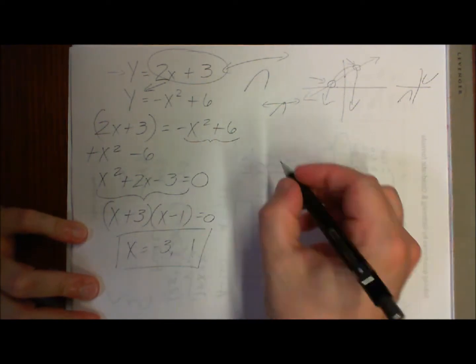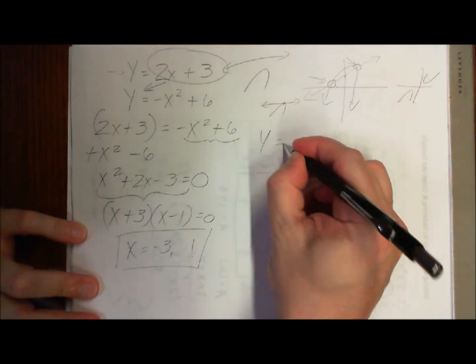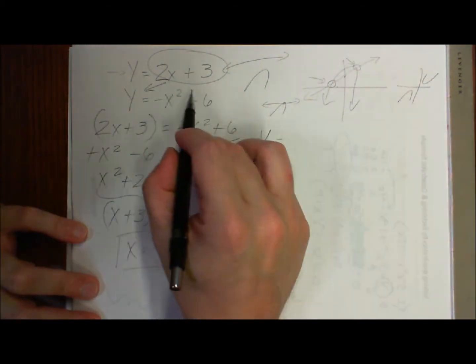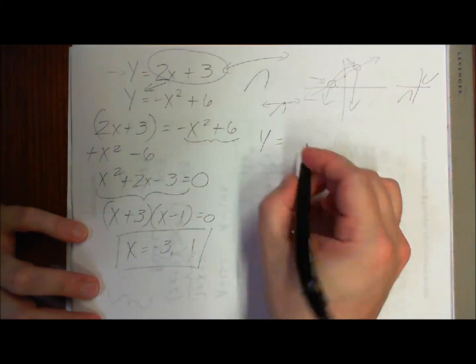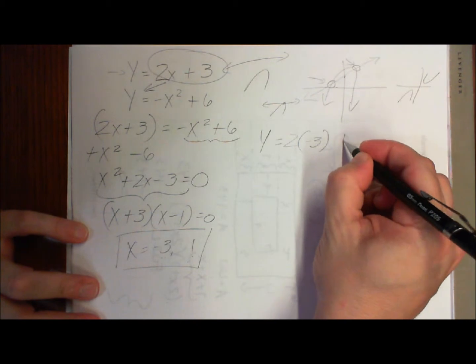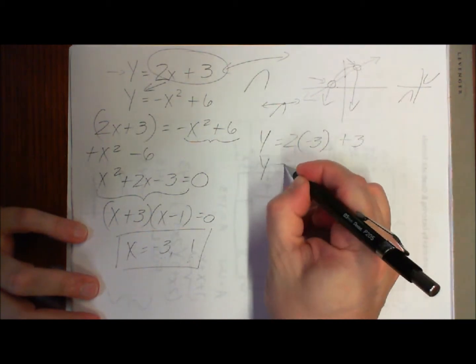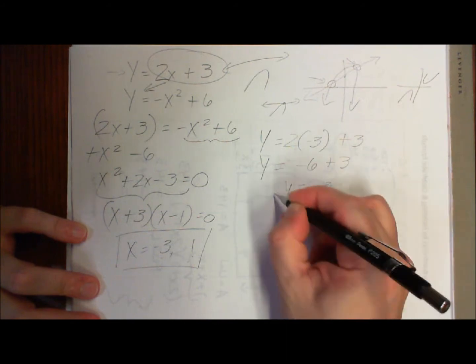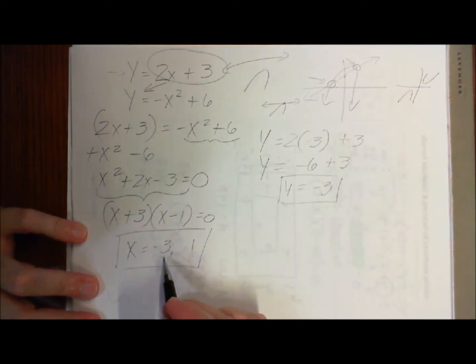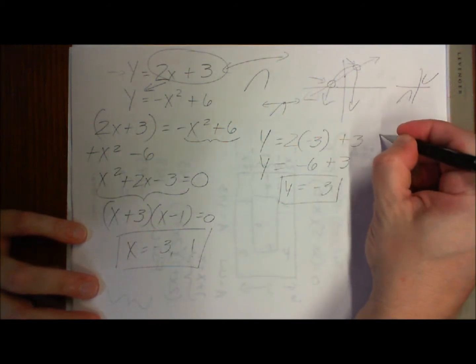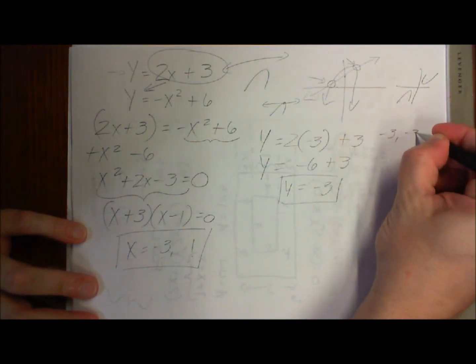So let's plug in that negative 3 first. I'll just plug it into the first one, it's a little easier. y equals 2x plus 3, and I'm using negative 3 for the x value. So y equals negative 6 plus 3. y equals negative 3. So when x is negative 3, y is negative 3. So one ordered pair is negative 3 comma negative 3.